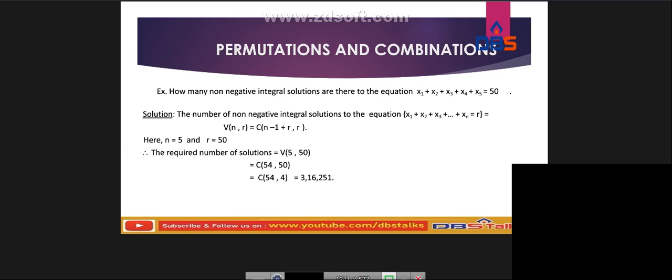Okay, so the number of non-negative integral solutions to the equation x1 plus x2 plus x3 and so on xn equal to r equals V of n comma r equal to C of n minus 1 plus r comma r, with r equal to 50, n equal to 5. So that is C of 5 minus 1, 4 plus 50, 54 comma 5 minus 1, that equals C of 54 comma 4. This is the number of ways to place the non-negative solutions. Okay, next one.